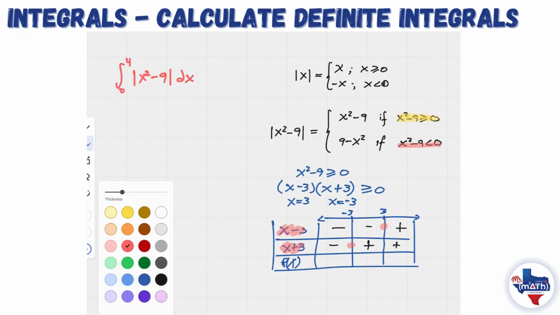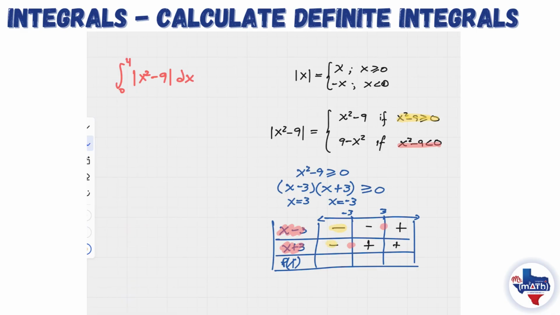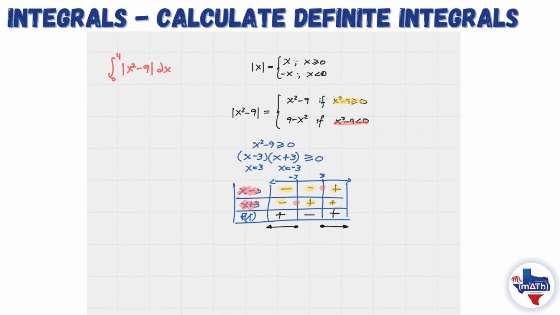Okay, so what can we say? Negative times negative becomes positive. Now this negative times this positive becomes negative, and at the end this positive times this positive becomes just positive. Because it's greater than or equal, we know that the answer will be here. Okay, perfect. And so let's just take this one to our problem here.